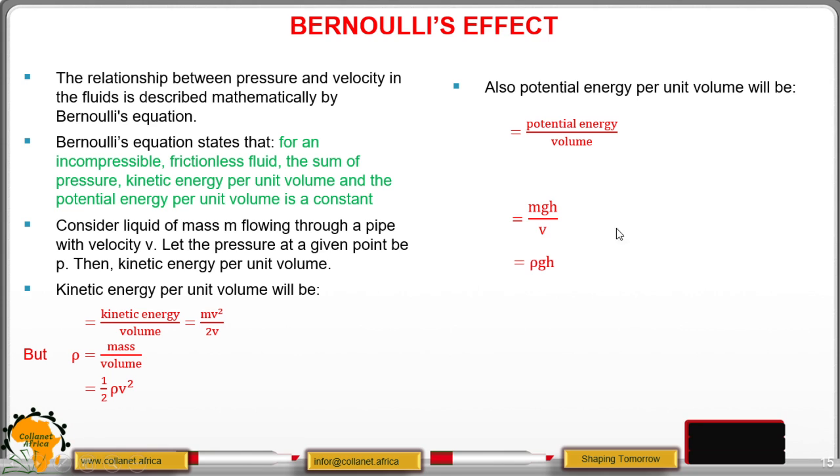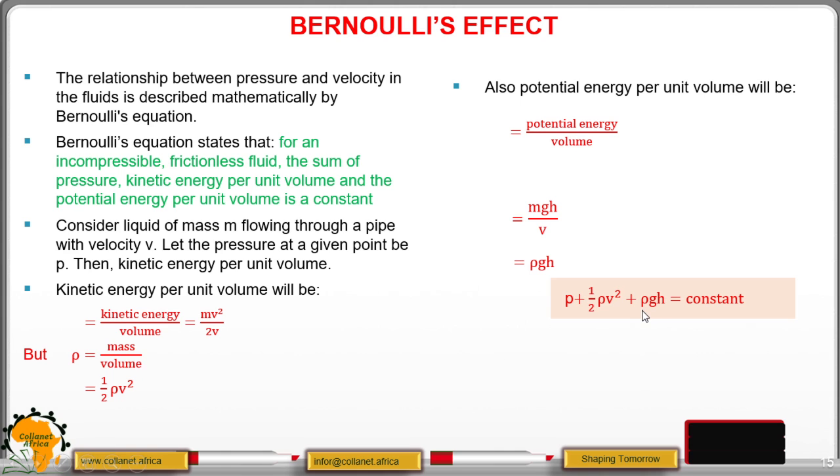So it means that already we also have mass over volume here, so that part will become the density. And according to the Bernoulli's equation, this one is the one we are talking about, where P, the three of them, are the pressures.